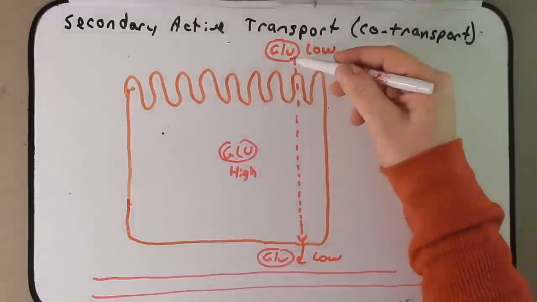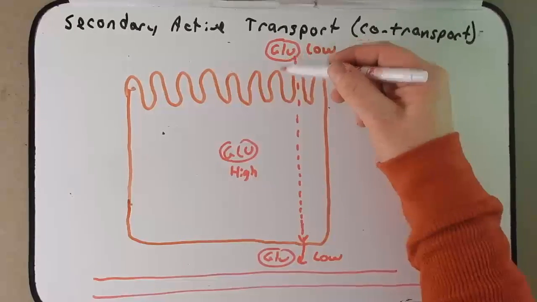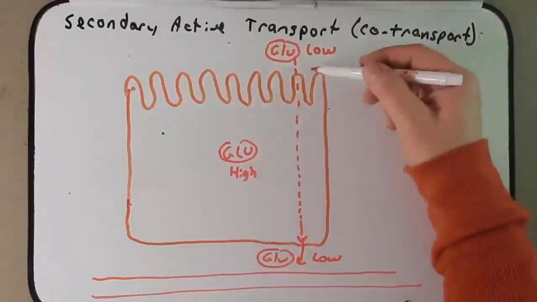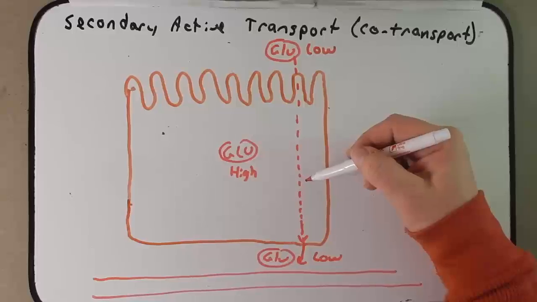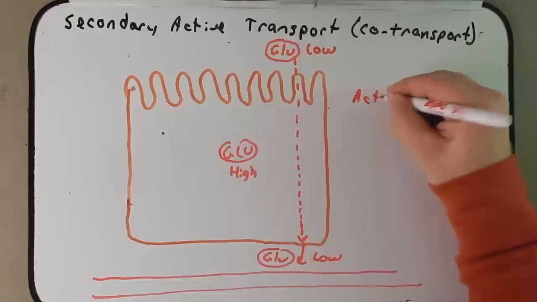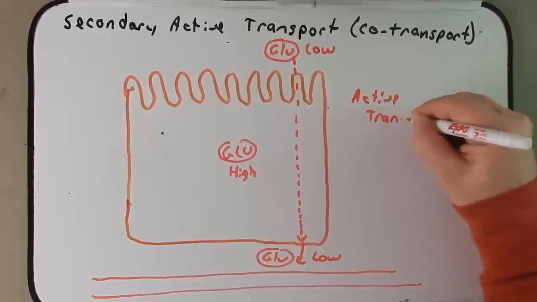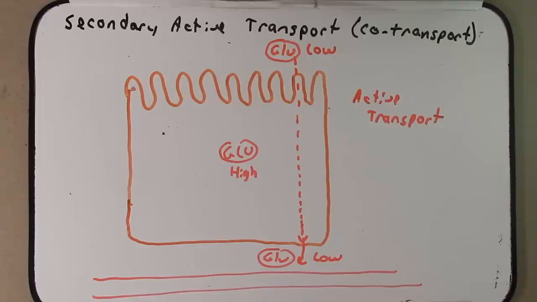So to go from the lumen of our intestines to inside the cell, it's going to have to go against its concentration gradient, and that's going to require active transport. Now in this case, it's not going to directly use ATP. It's going to use co-transport.